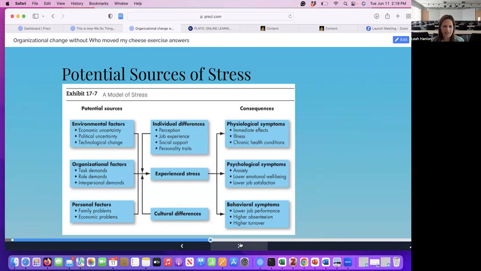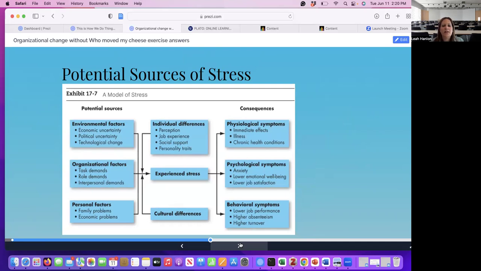Potential sources of stress. There's environmental factors, might be economic uncertainty, like when COVID hit. Organizational factors, role demands or interpersonal demands. Personal factors, you might find stress from family problems or economic problems. Individual differences, people have different job experience or personality traits, or even the perception of how something's being done. Cultural differences, how people experience stress.